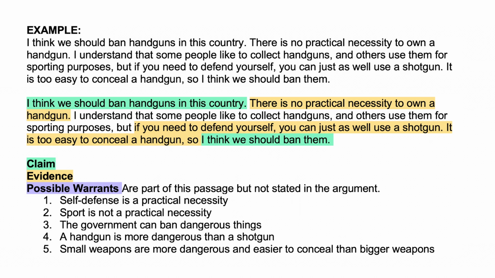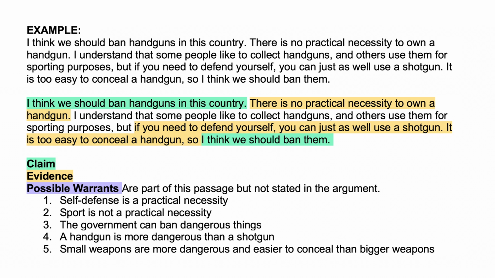Next, we have the evidence, the reasoning as to why we think this particular idea, right? And it should back up the reasoning, right? And it says there is no practical necessity to own a handgun, right? Skipping down, it says if you need to defend yourself, you can just as well use a shotgun. It is too easy to conceal a handgun, right? Evidence right there is letting you know, okay, this is the reasoning. This is the reason why this is correct, okay? And it's explicitly written, right?